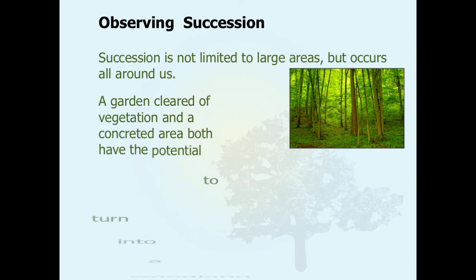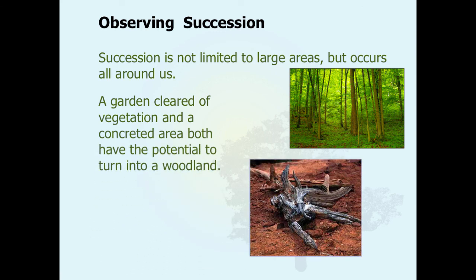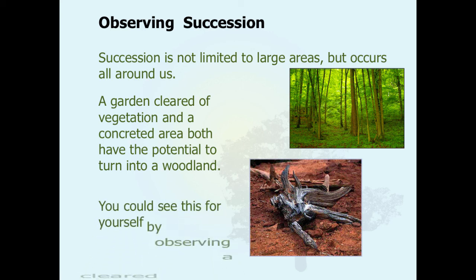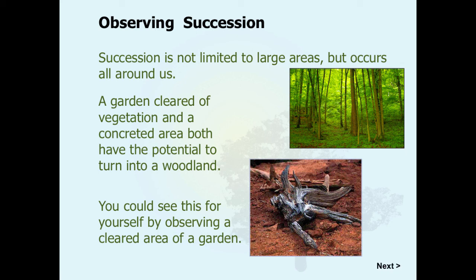So succession is not limited to a large area, but can occur all around us. Like when we were outside today, there was succession occurring. We just haven't realized it. A garden cleared of vegetation, and a concrete area, both have the potential of turning into woodlands. You can see for yourself by observing a cleared area, like the area where they have mowed lower for our PE field. If they were to leave that alone, do you think Mother Nature would take over? And if grass is there already, what do you think the next stage would be?